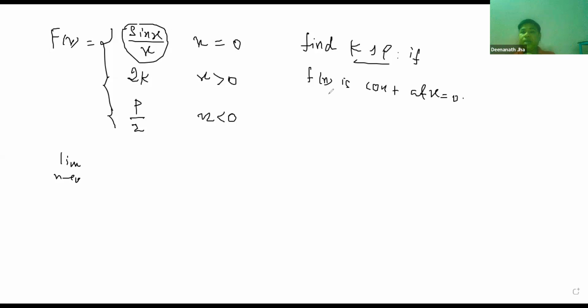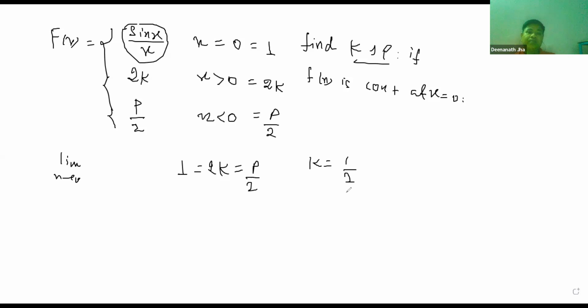Here in this question, I have given that this function is continuous. It means all parts are equal. You have told me that limit x tends to 0 of sin x upon x is equal to 1. The others are 2k and p by 2. So all of the parts will be equal: 2k equals p by 2 equals 1. It means k equals 1 by 2 and p equals 2. Any problem?